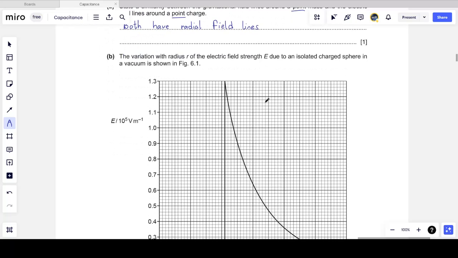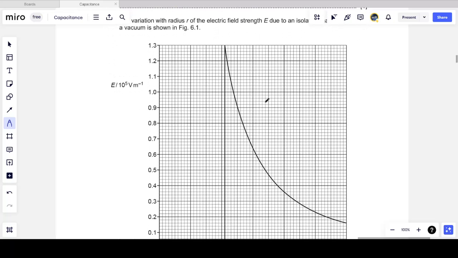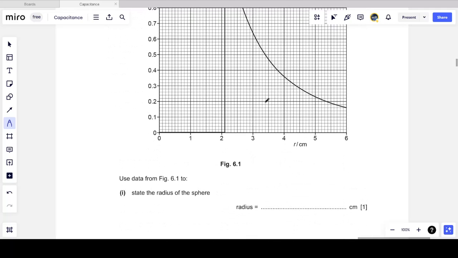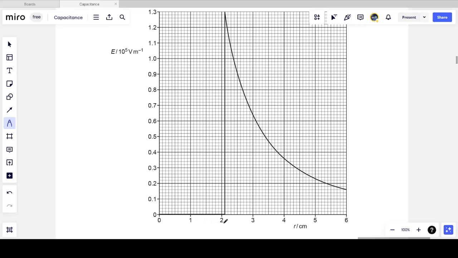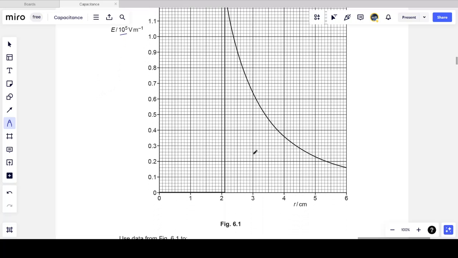We're then told that the variation with radius r of the electric field strength, E, due to an isolated charged sphere in a vacuum is shown in the figure. So I'm given a graph of electric field strength against distance for an isolated charged sphere in a vacuum. And I want to use data from the figure to state the radius of the sphere. What I see is a graph that's 0 for the first 2.1 centimeters. It then jumps to a maximum value of 1.3 times 10 to the 5 volts per meter. Don't forget the 10 to the power 5. And then as you move away from 2.1, there's a very significant decrease of the electric field strength.